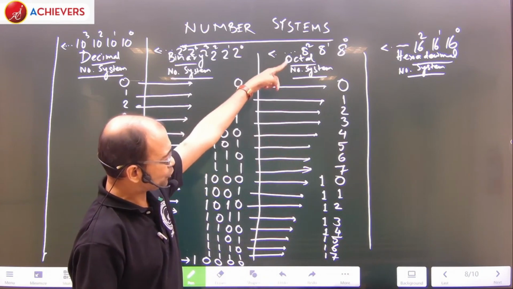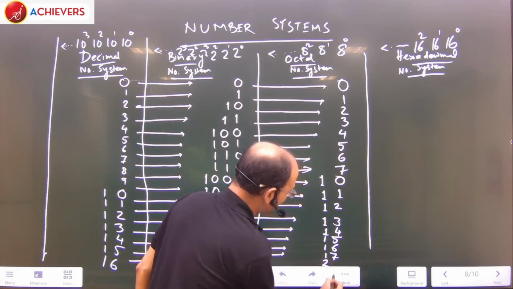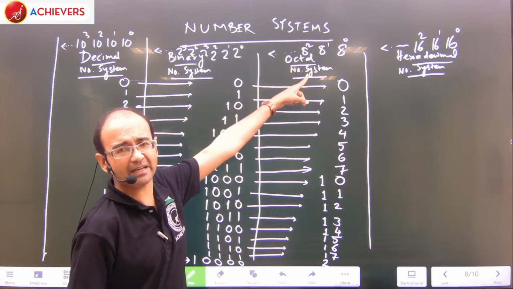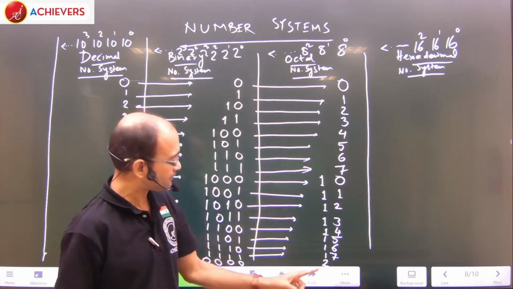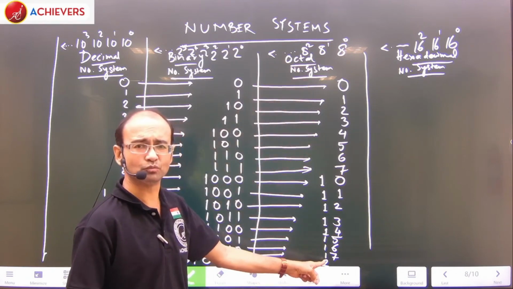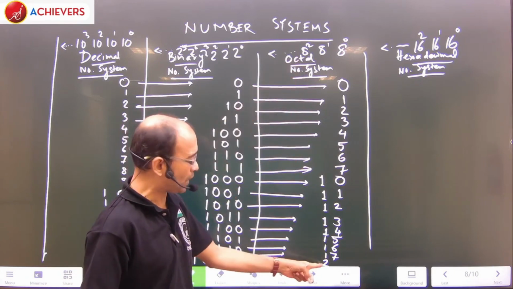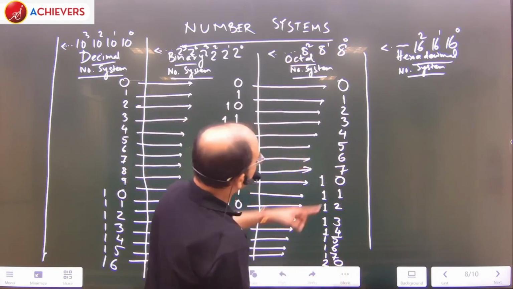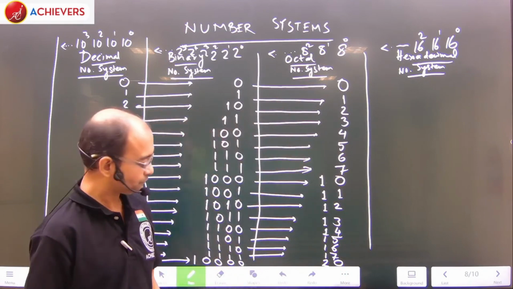So under 8 to the power 1 we will be having 2. So what we mean by 2? 2 into 8 to the power 1. I repeat, what is 8 to the power 1? 8 to the power 1 means 8. So 2 into 8 to the power 1, because in octal we can represent 2 up to 7. So 2 is written under 8 to the power 1, and then 0 under 8 to the power 0. Alright.